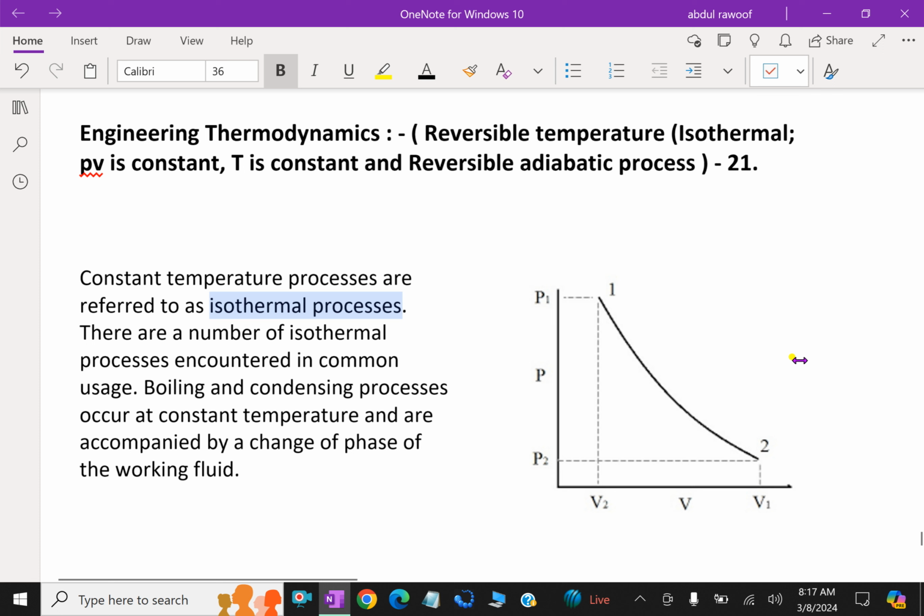Now, look at here. This process 1 to 2, it expands from volume V2 to volume V1. The constant temperature processes are referred to as isothermal processes. There are a number of isothermal processes encountered in common usage. Boiling and condensing processes occur at constant temperature and are accompanied by a change of phase of the working fluid.